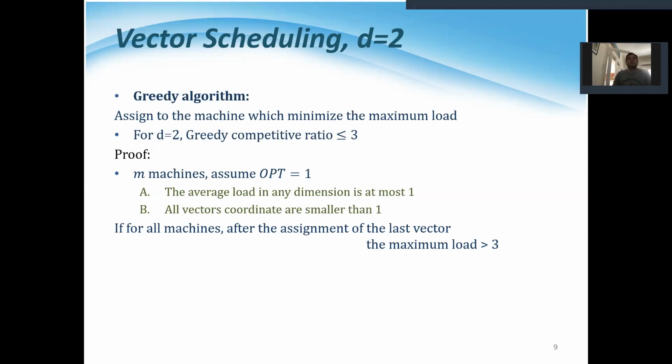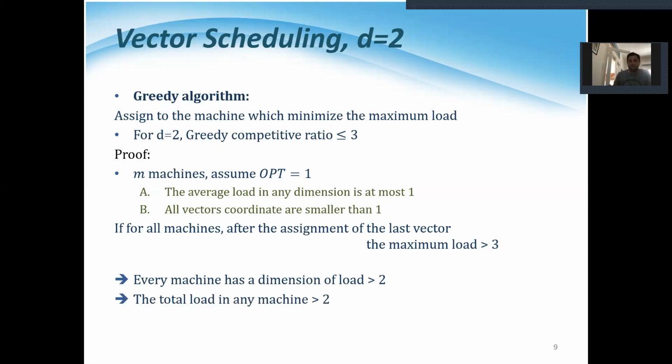Because the vector is smaller than 1 in any coordinate, that means that every machine has a dimension of at least 2. Otherwise, the greedy will choose a different machine. That means that the total load in any machine is at least 2. And by the pigeonhole principle, some dimension has a load of at least m. That means the average load is more than 1, a contradiction to the fact that OPT is equal to 1.